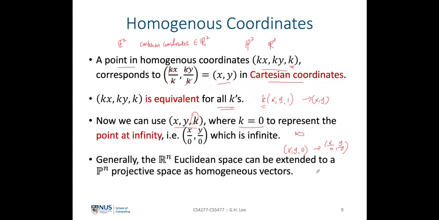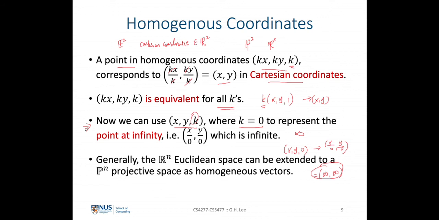And this will end up being infinity, infinity in the Cartesian space, which actually represents a point at infinity. But it's actually very inconvenient to represent infinity in the Cartesian coordinates directly. So here, homogeneous coordinates offer us a more elegant way of representing points at infinity.